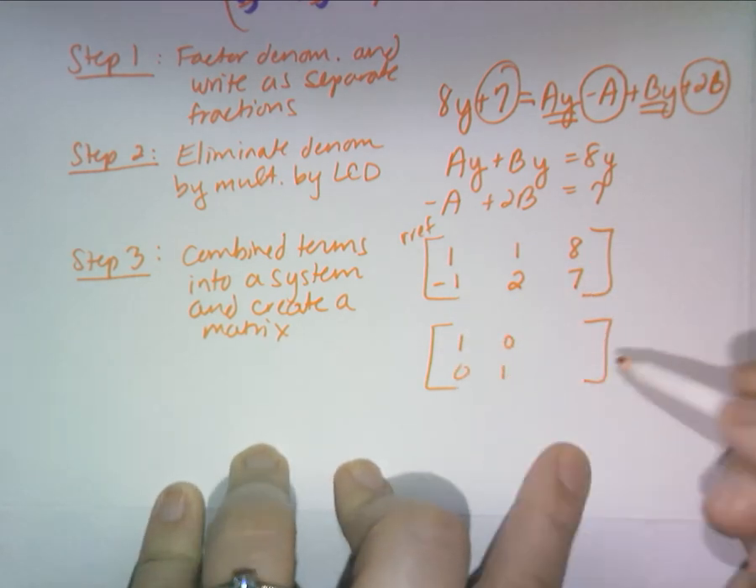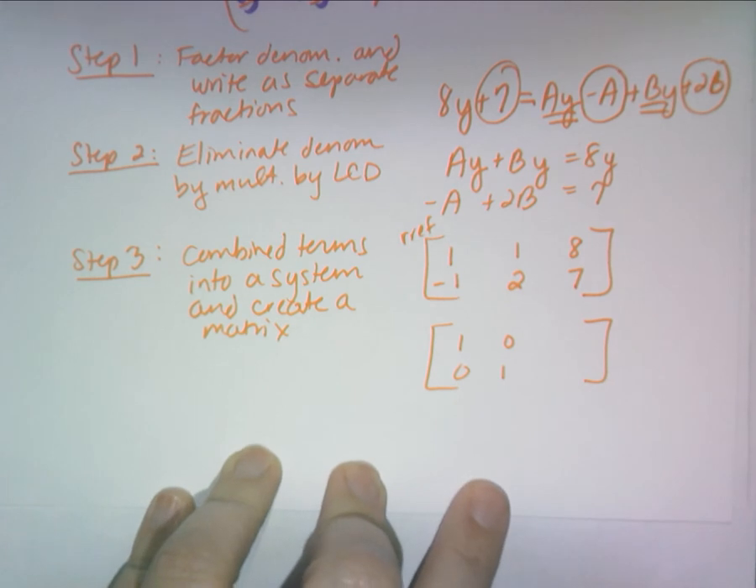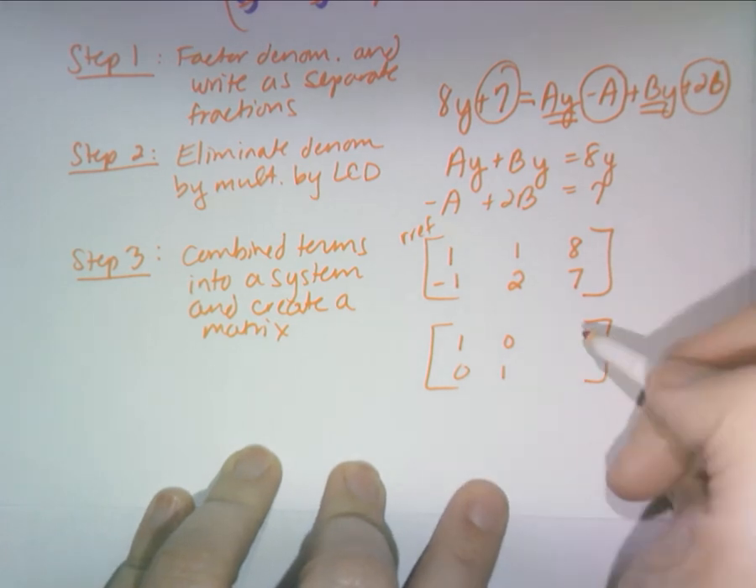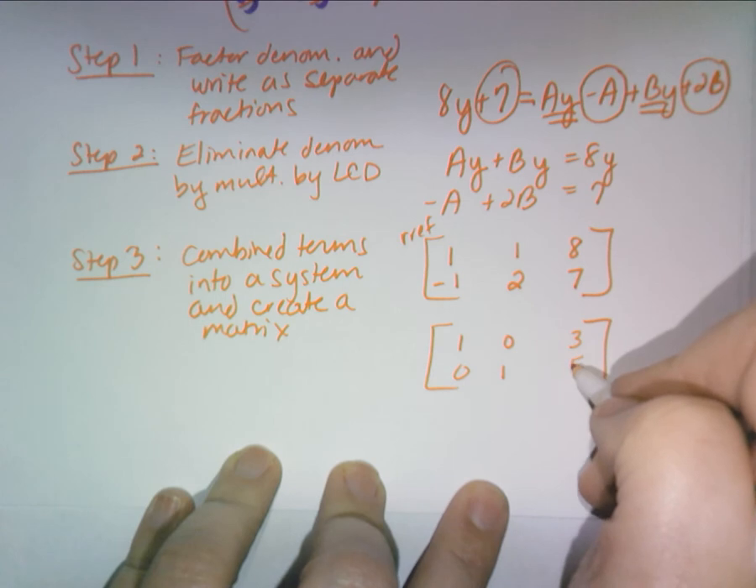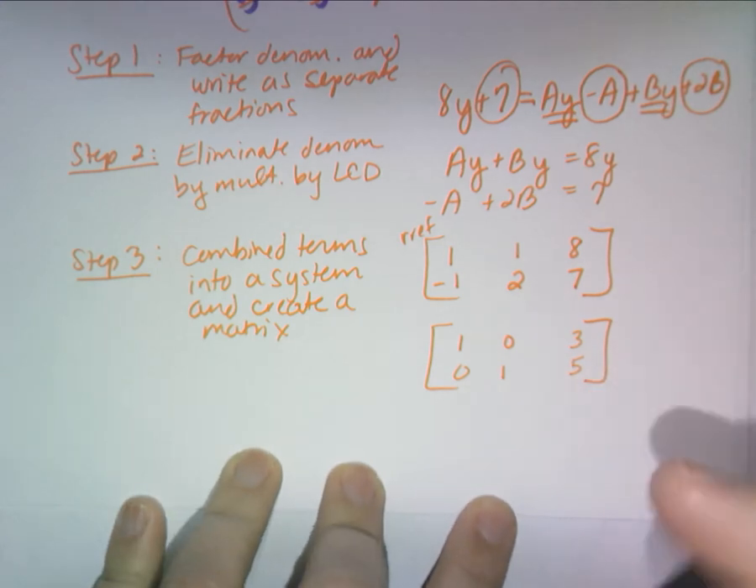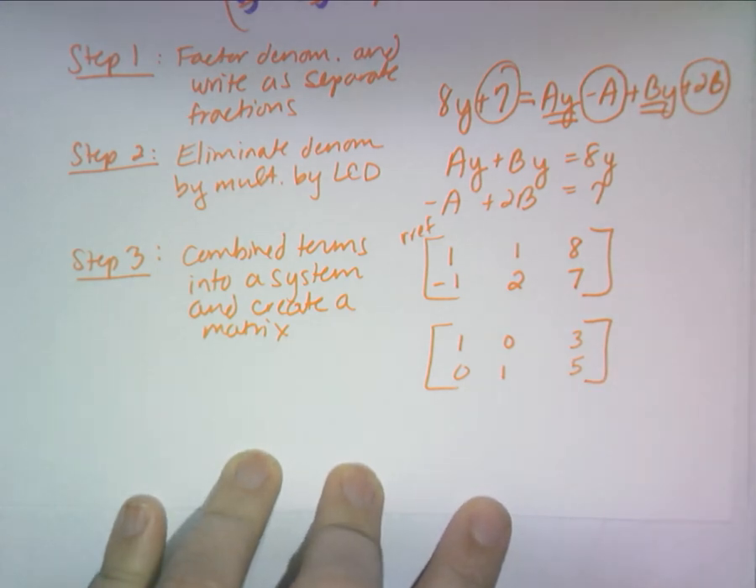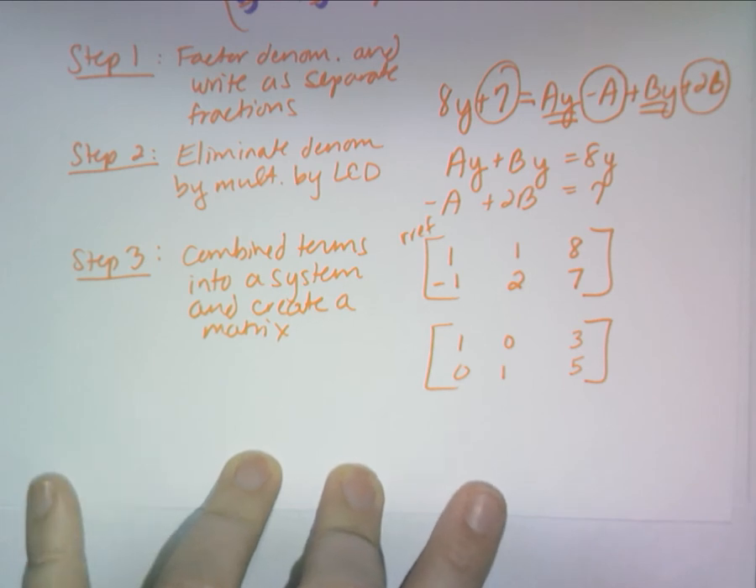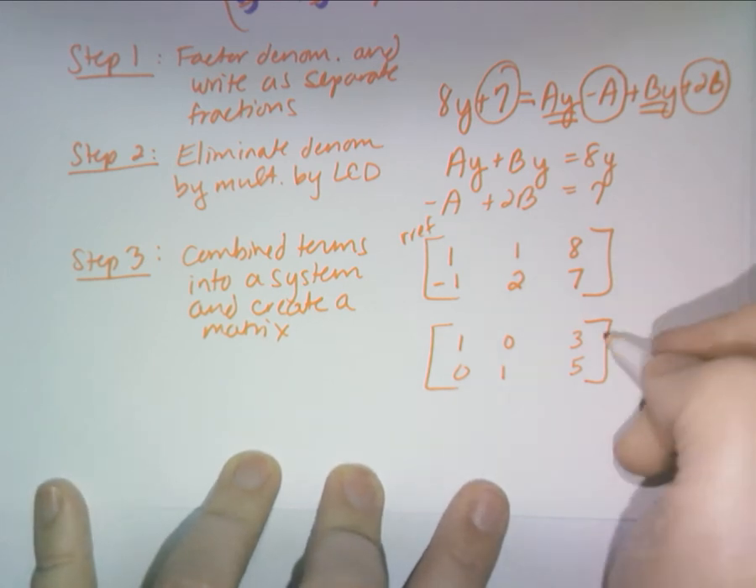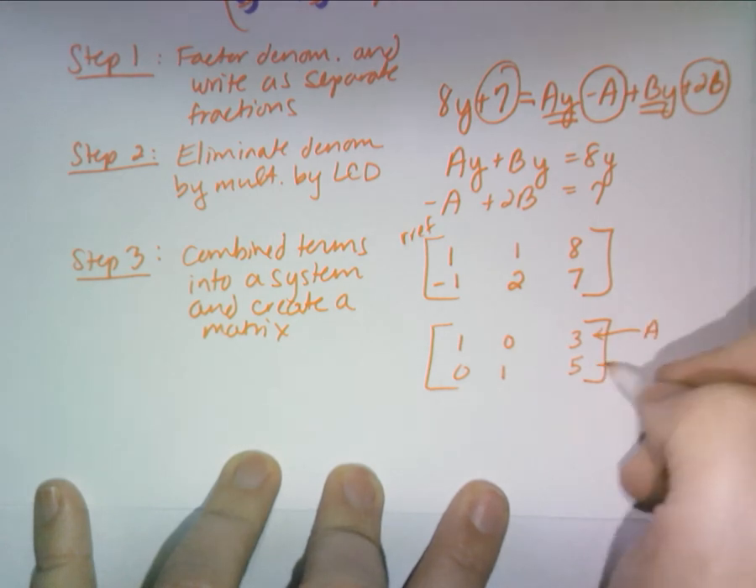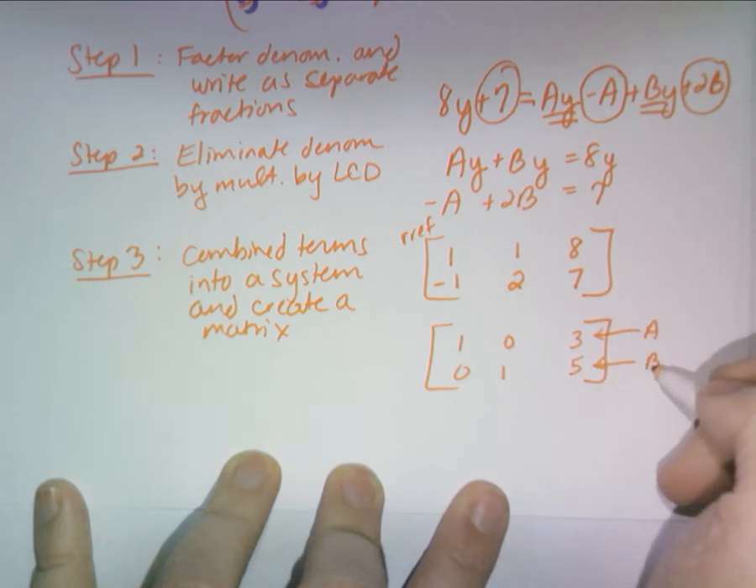And then I'm going to give it to you because I'm going to assume you all know how to do this. We've been doing this for last class. You're going to get a 3 here and a 5 here. What does that 3 represent? What is it? A. It's not X. You didn't solve for X. You solved for A. This is A. Then what's this guy? B.